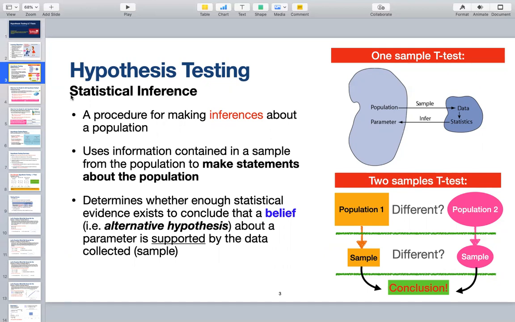Sometimes we would like to compare two different populations. So in that case, it will be two different samples from two different populations, and we will be making a conclusion based on our data analysis, right? So hypothesis testing is going to help us do this statistically.